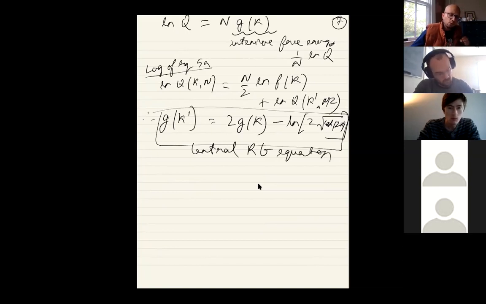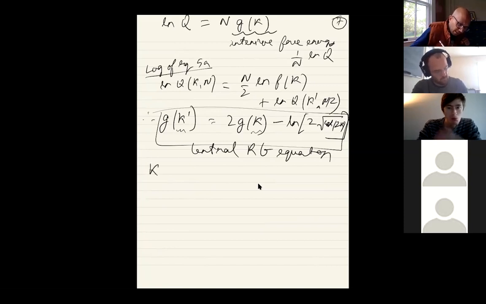This is telling you if you calculate the free energy for one interaction, you can go and get the free energy for the other interaction, or vice versa. You can calculate the free energy for one K and go and get it for another K prime, and you see what the relation is over here. This is super important. Now, why is this super important?